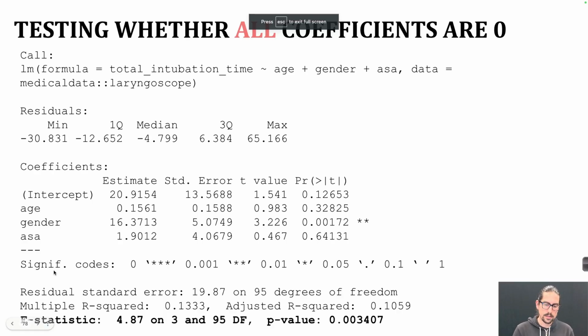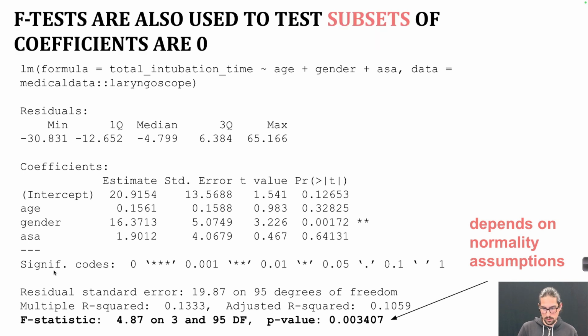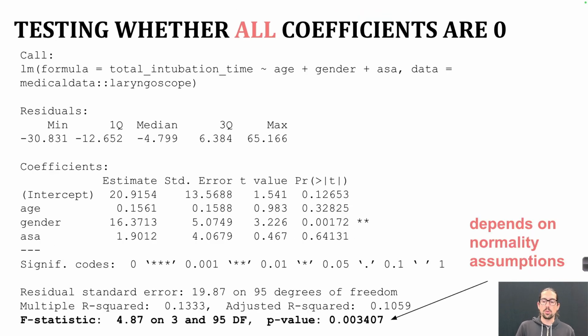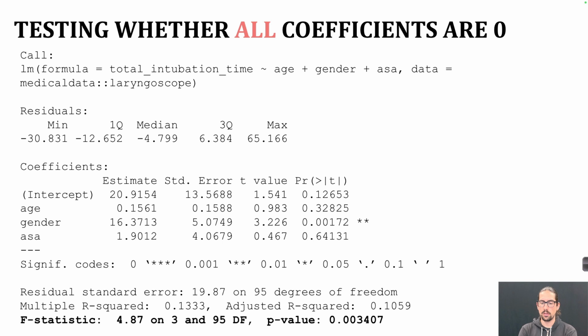So you can also test whether all coefficients are 0. That is what this thing gives you down here. If you just run summary of your regression model, you'll get this long table out. You'll see this line at the bottom that says F statistic, blah, blah, blah, p-value. This p-value is testing exactly that: are all the coefficients statistically indistinguishable from zero simultaneously?